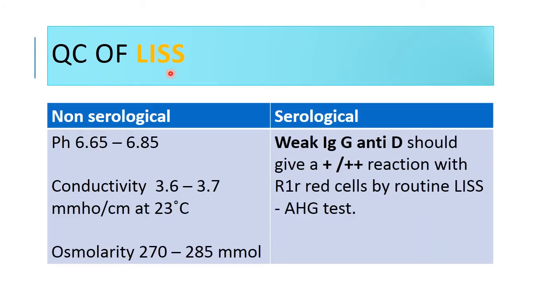Quality control of LISS. Here the quality checking is different. Non-serological means you have to check the pH, which should be 6.65 to 6.85, and the osmolarity should be 270 to 285 millimoles. Serological testing: we have to check for antibodies, that is IgG antibodies. They should give 1 plus or 2 plus reactions with the respective red cells having the Rh antigens when you are doing this testing with the combination of LISS solution and the AHG test.